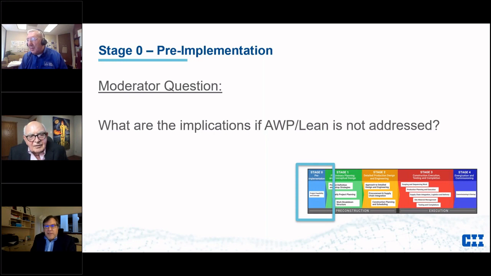Well, you're going to miss all the real opportunity. The AWP is the advanced planning. So if you don't make these decisions right up front, you miss your opportunity on modularization. You miss your opportunity for commissioning startup priorities.